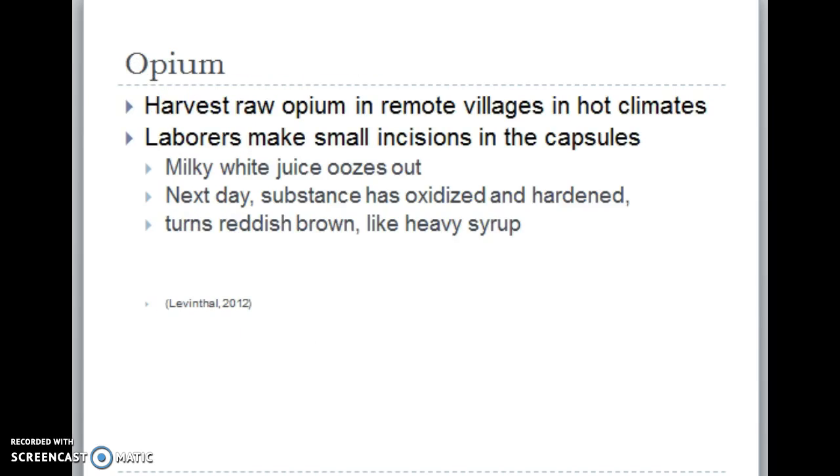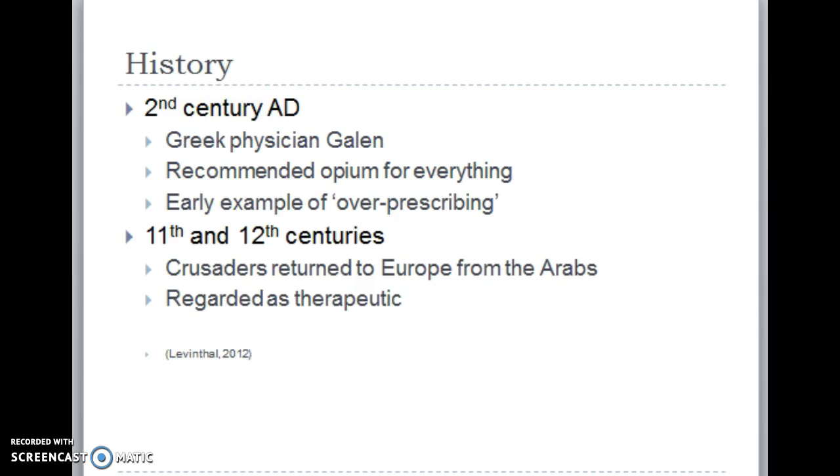So opium itself is harvested from the opium flower, a poppy, and it's mostly grown in hot climates. For example, in the Middle East, it's common to be grown there. Laborers make small incisions in the capsules of the poppy flower. It allows the milky white juice to ooze out, and the next day, after it's hardened, it's scraped off and kept, and then it's turned reddish brown.